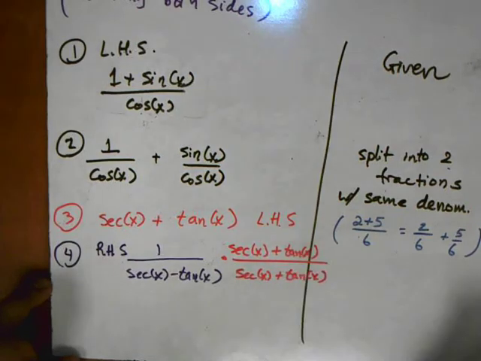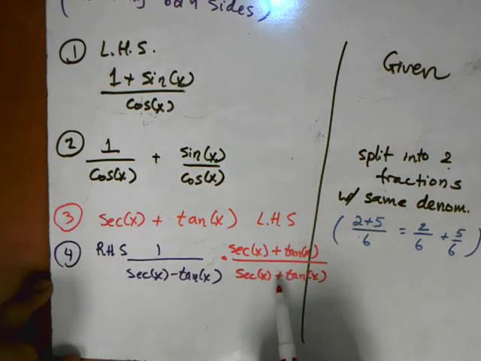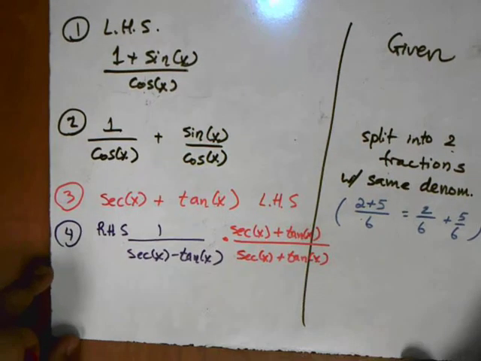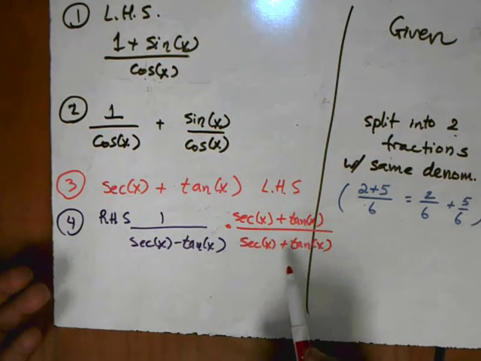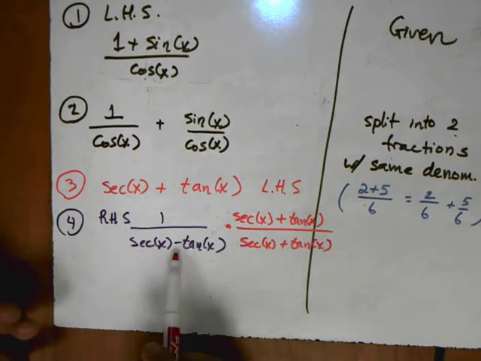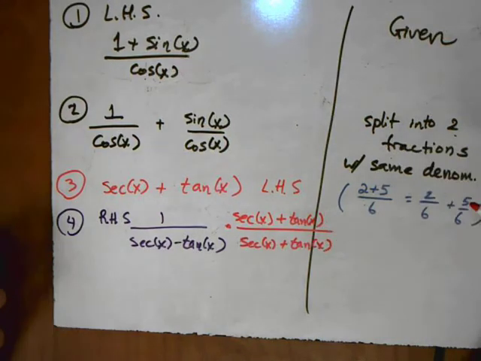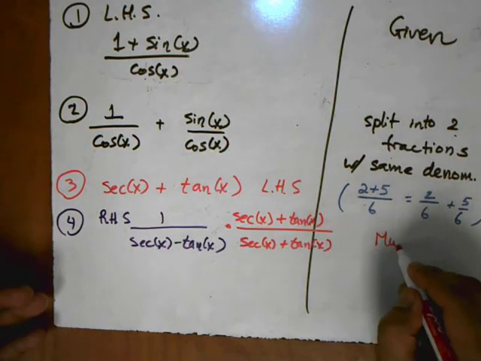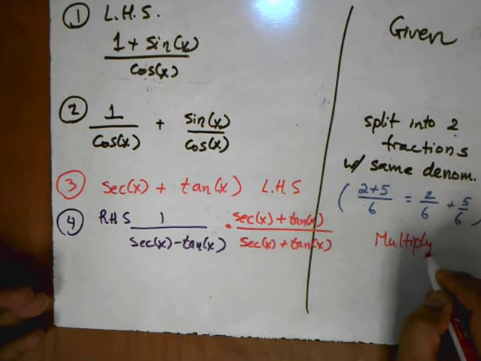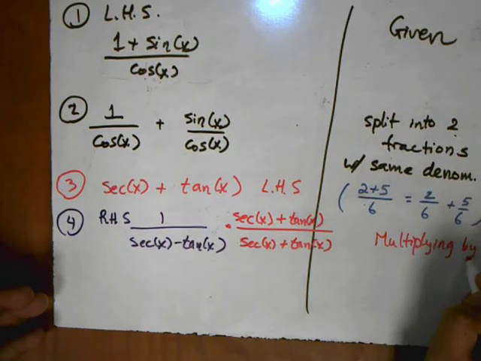So what I've effectively done here is multiply this by 1. Okay, we've seen this strategy before, and it's perfectly fine to multiply like this, even if it's not the same denominator, because this expression that I've multiplied by is effectively 1. Okay, so my reason here is really multiplying by 1.